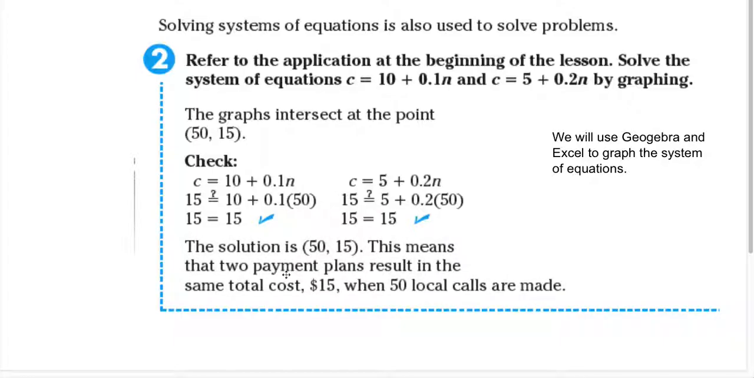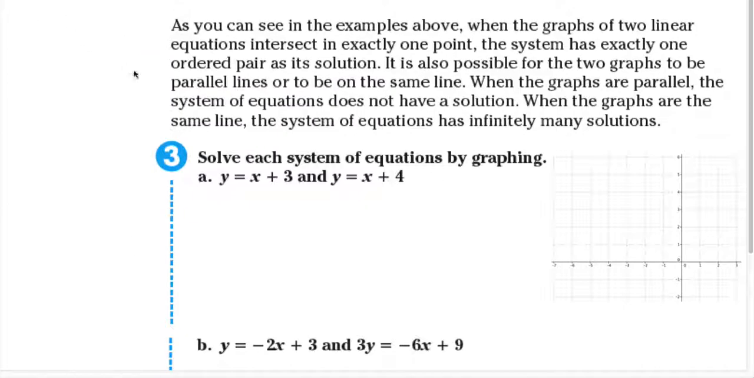This means that the two payment plans result in the same total cost, $15, when 50 calls are made. And we talked about that as well. Okay, let's take a look at the last example. Before we do that, as you can see in the examples above, when the graphs of two linear equations intersect in exactly one point, the system has exactly one ordered pair as its solution.